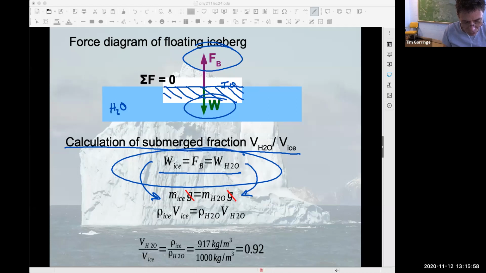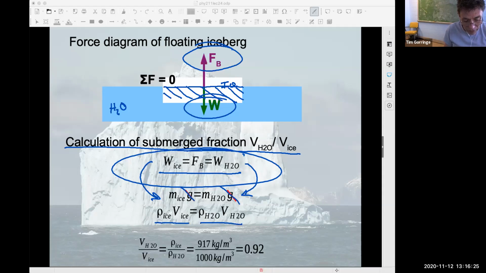The weight of ice is equal to the mass of ice times the acceleration of gravity. So if the weights of the displaced water and the displaced ice are the same, then we can cancel out these g's, and it must mean that the mass of the ice and the mass of the displaced water are the same. And if I then just write mass in terms of density and volume, I get this little equation here.